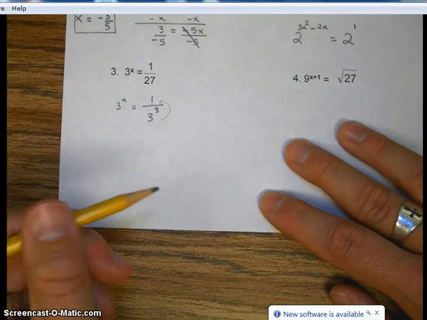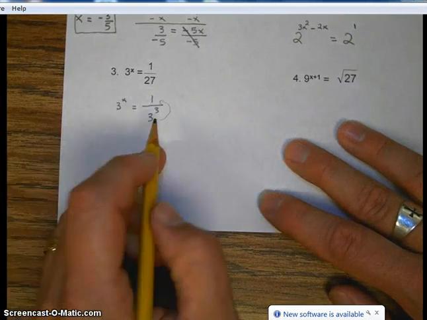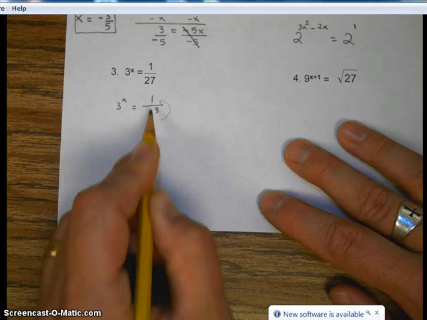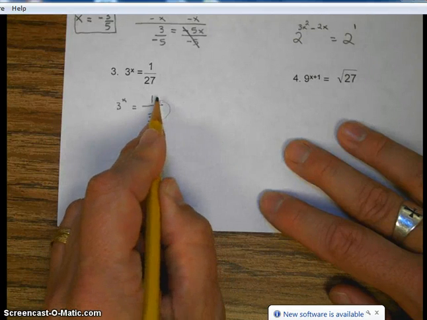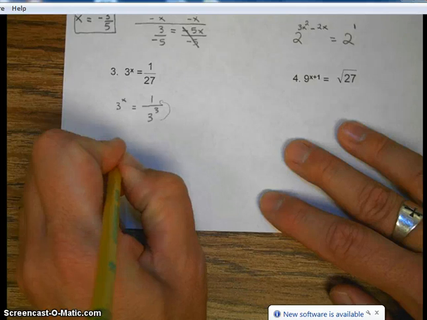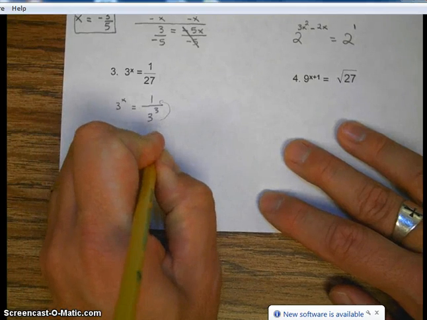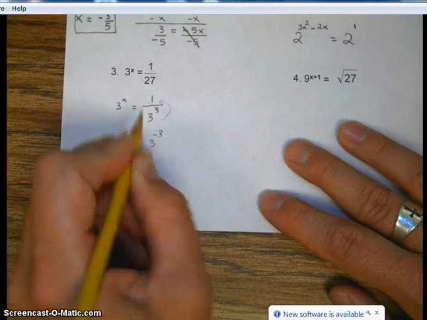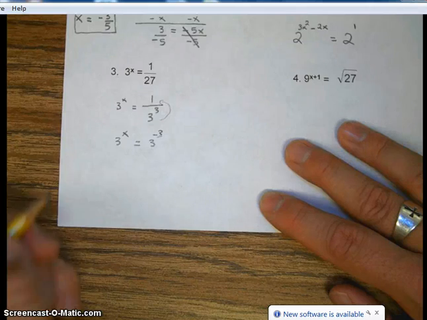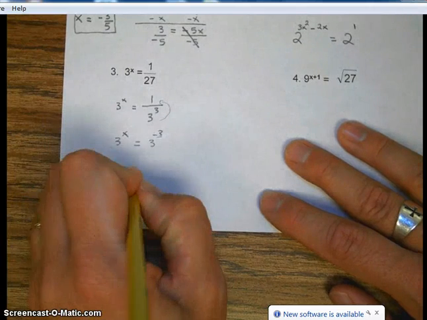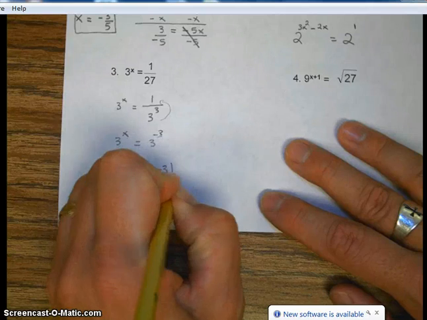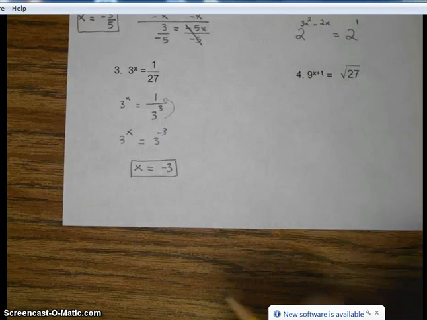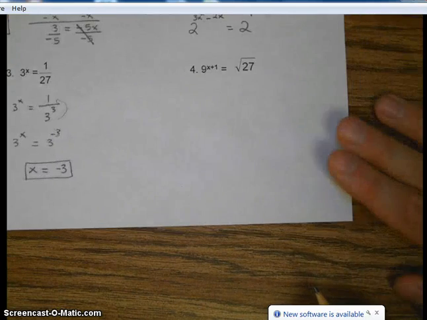So here's an instance, the first time we've seen this, where we're actually going to change the exponent from positive. What happens to it when we move it? Changes, yes. So we're going to have 3 to the x equals 3 to the negative 3rd. Because we moved it from the denominator to the numerator, the exponent changes sign. So now we have bases the same, so we set the exponents equal to each other, and there's no work needs to be done. It's already solved. Okay, moving on.